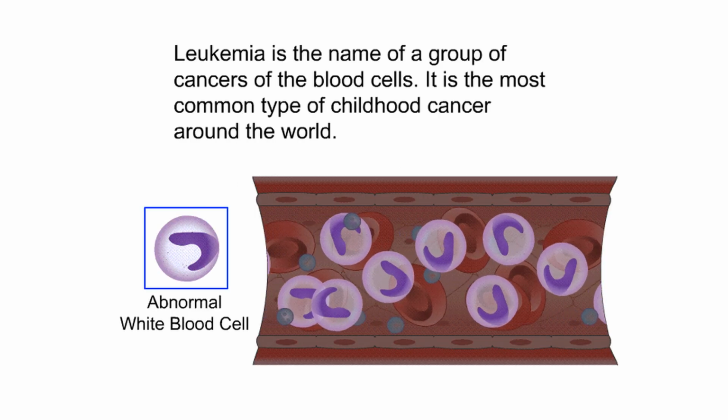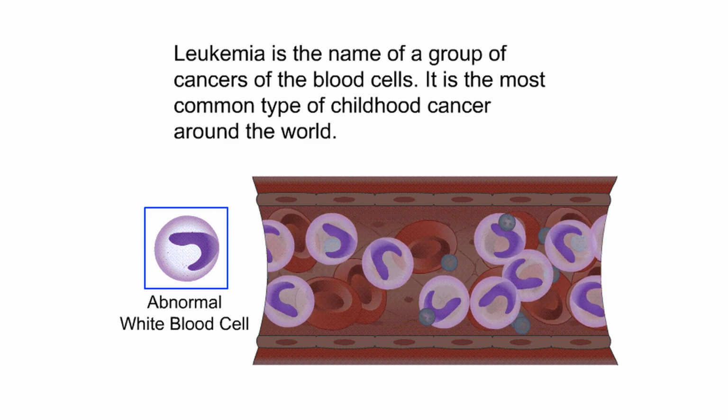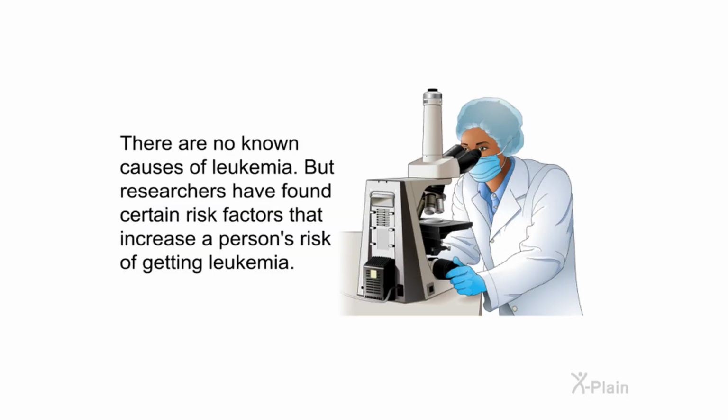Summary. Leukemia is the name of a group of cancers of the blood cells. It is the most common type of childhood cancer around the world. There are no known causes of leukemia, but researchers have found certain risk factors that increase a person's risk of getting leukemia.